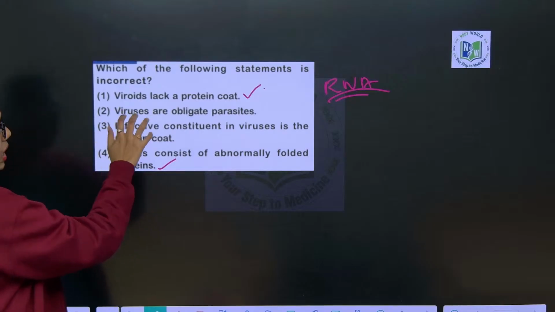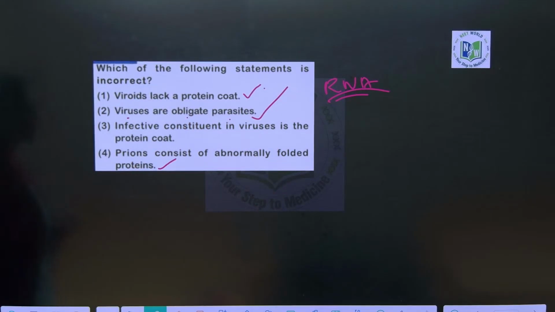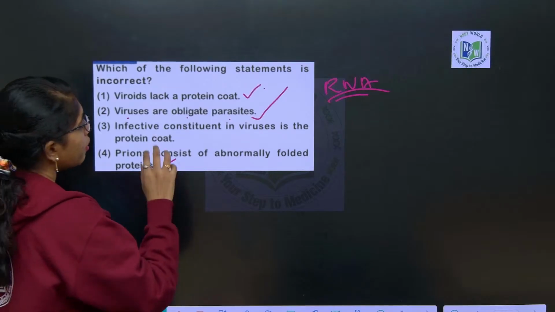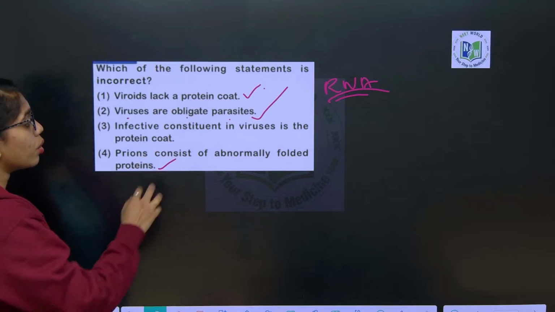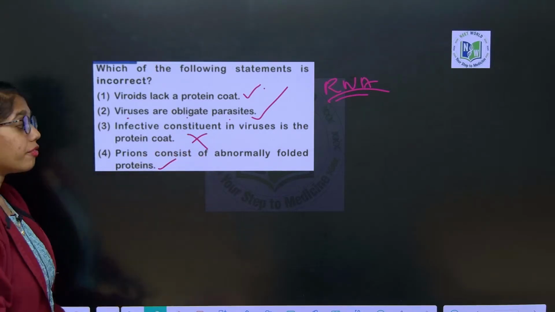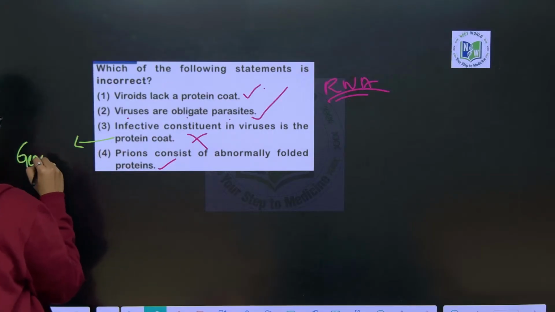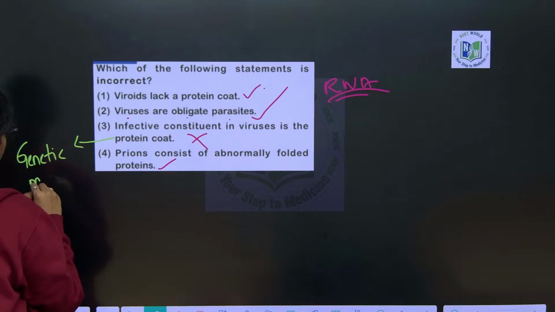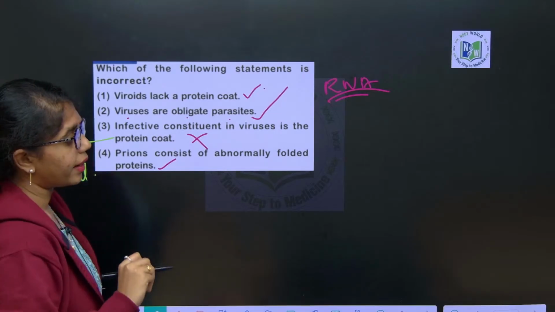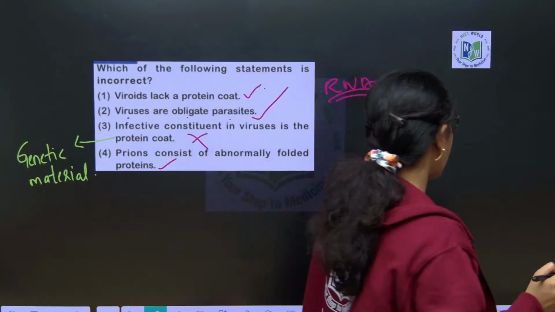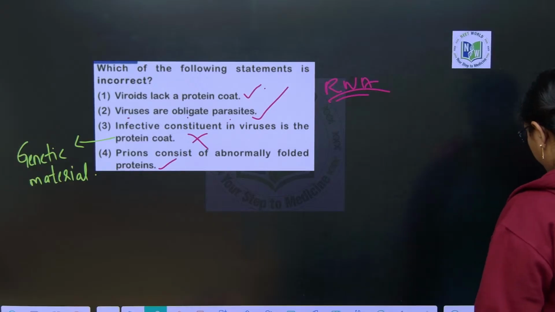So here viroids lack a protein coat. Viruses are obligate parasites, this is also true. Infective constituent in a virus is the protein coat, wrong. In a virus, the infective constituent is genetic material, what, na? Genetic material, be it single stranded or double stranded DNA or RNA. In a virus the infectious material is genetic material.